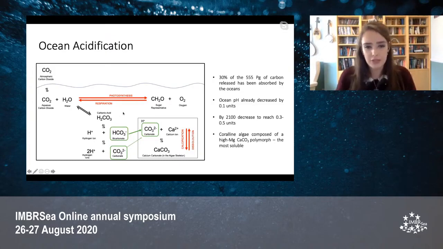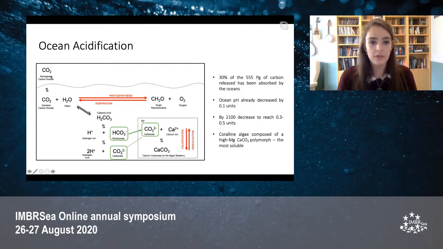By 2100, the average decrease is expected to reach between 0.3 and 0.5 units. It's thought this will have a large impact on coralline algae, as their skeletons are composed of a high magnesium calcium carbonate polymorph. This is the most soluble form of calcium carbonate.